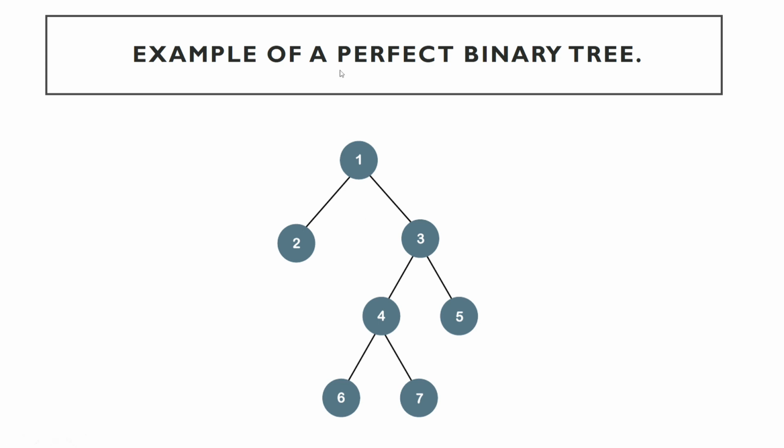So I must say that I have written it wrong here. It should be imperfect binary tree. Okay, so please excuse me for that also. It should be imperfect. So as you can see, 2, 6, 7 are not at the same level.